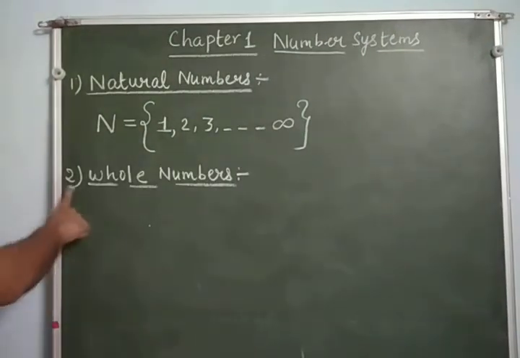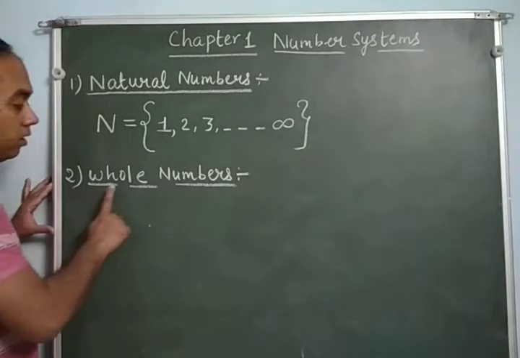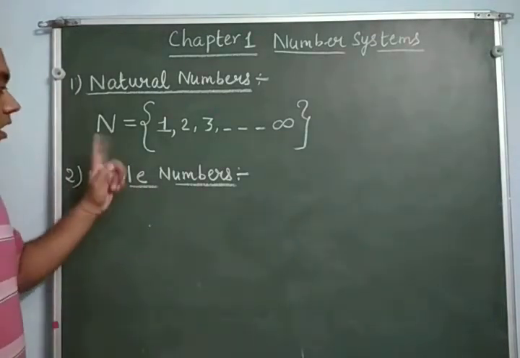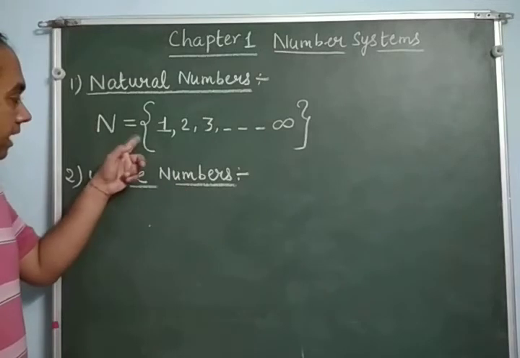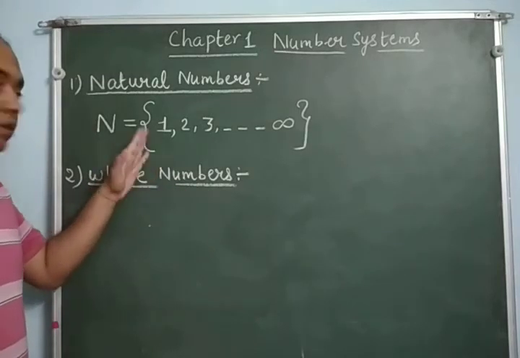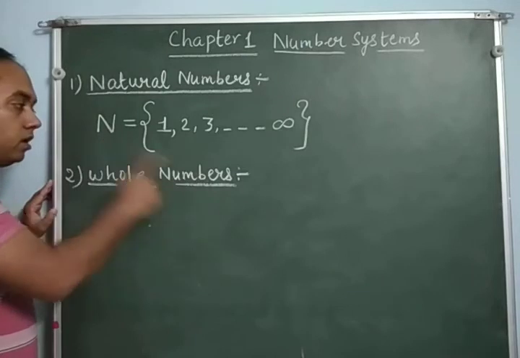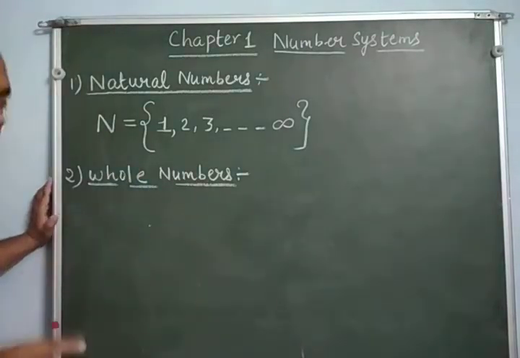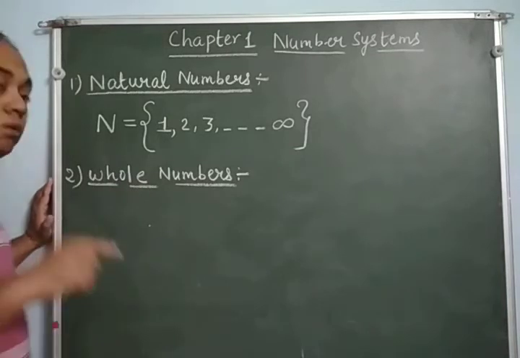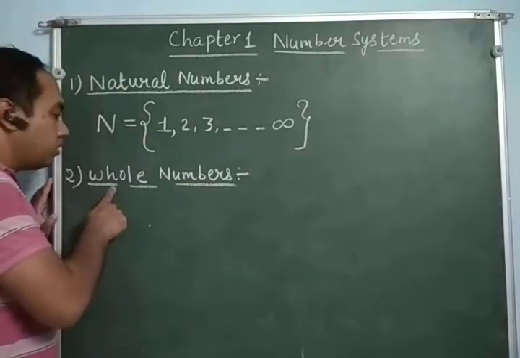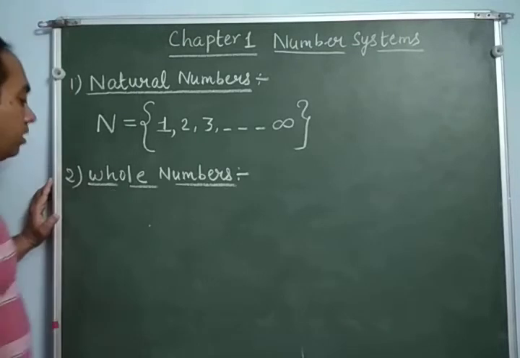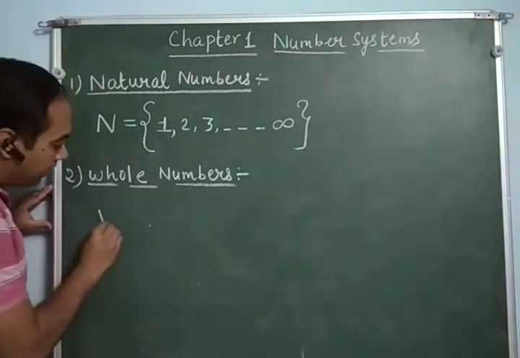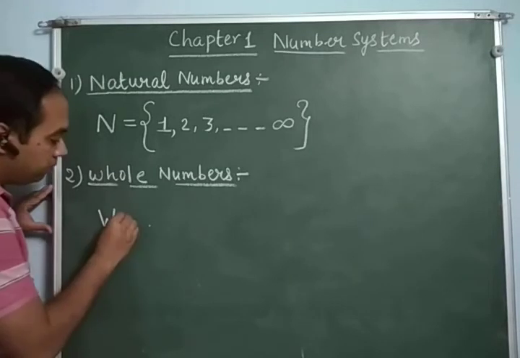Now the next definition is whole numbers. What are whole numbers? If 0 is added to the collection of natural numbers, then the new collection obtained is called whole numbers. We represent whole numbers by capital W.